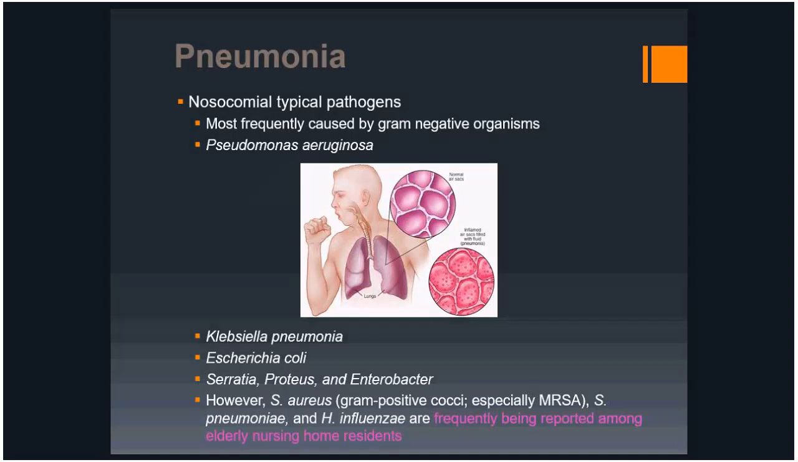Here are some of the nosocomial typical pathogens, which are mostly caused by gram-negative organisms. Again, it's important to recognize that because when you're looking at gram stain, you want to have an idea of the organism that you may be treating. So those are listed here. And be attentive to the ones that are most frequently reported among elderly nursing home residents.